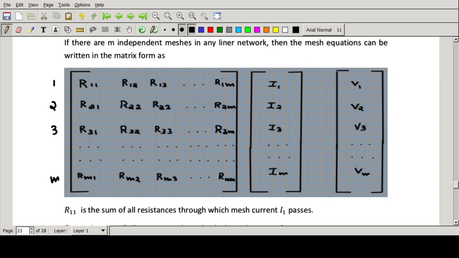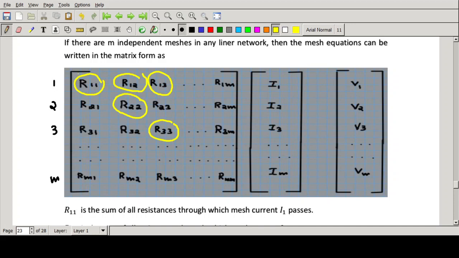So what is this resistance? When you see this, you will be thinking what is this resistance R11. Then you can see R22, then R33, then again R12, R13. What is the meaning of this? That we have to understand. R11 means it is the sum of the resistances through which the current I1 is flowing. Similarly, R22 is the sum of the resistances through which the current I2 is flowing, and R33 is the sum of the resistances through which the current I3 is flowing.